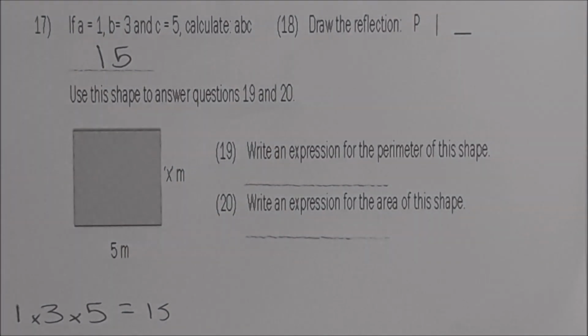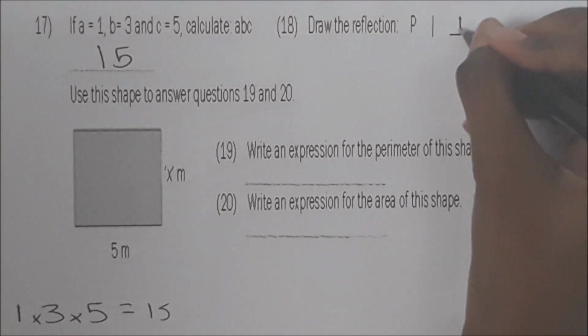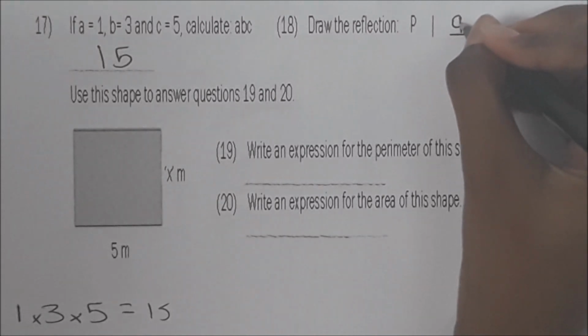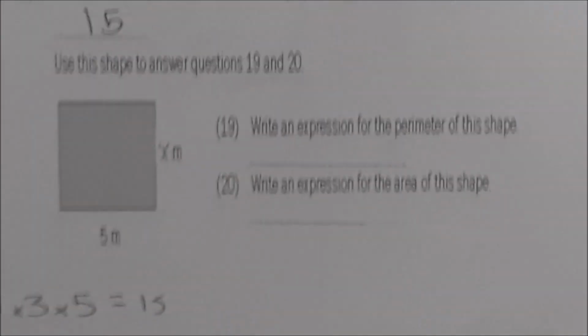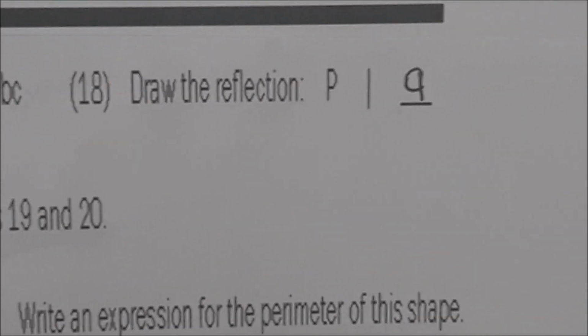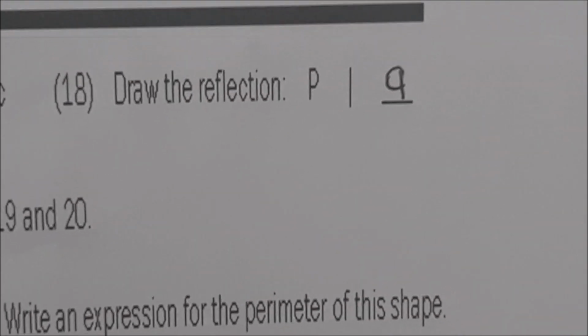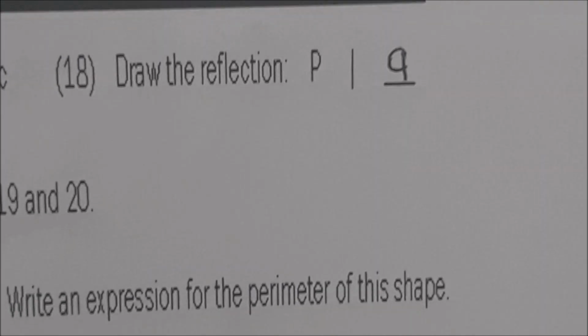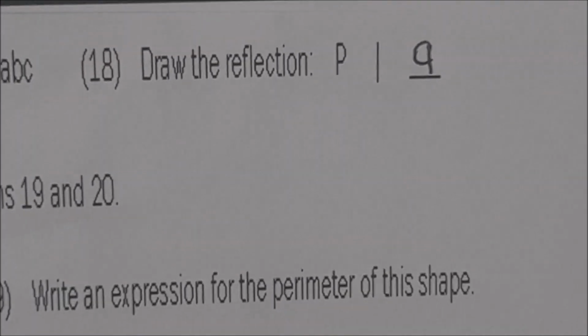Go to number 18. Draw the reflection. Go ahead. Okay, let's get a close-up of that. It says draw the reflection, and it's a P, so the reflection would be turned the other way. That shows you a reflection. If you put a mirror there and you look at it, it will be reflected like she drew it at the back. Very good, Rafaela.